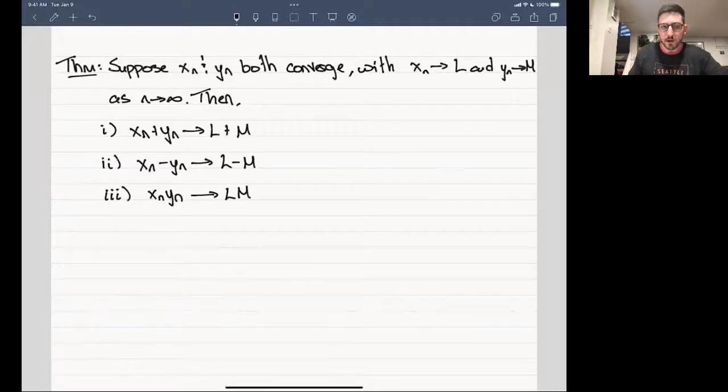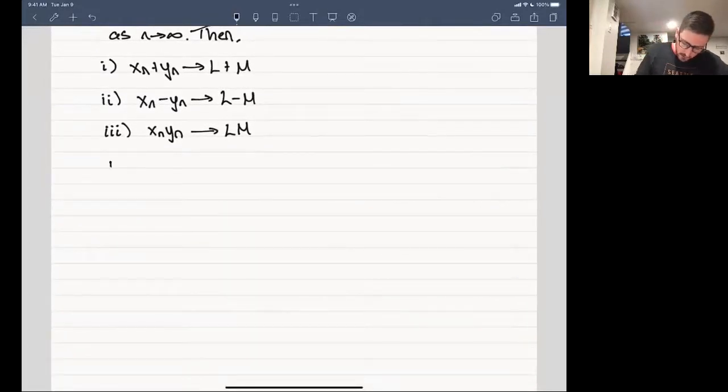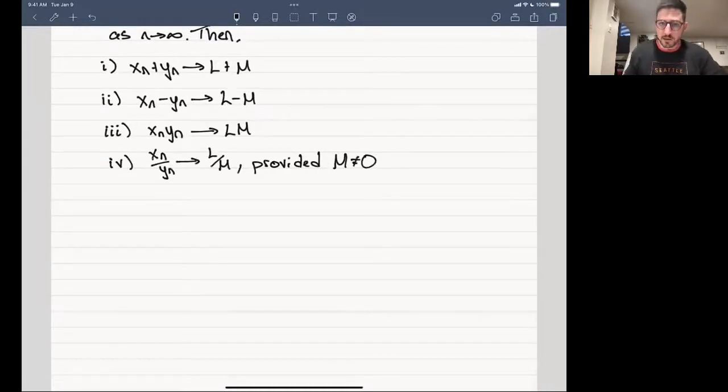And the last one gives us division. It says xn divided by yn converges to L divided by M, provided we can actually do this division. So M doesn't equal 0 and yn doesn't equal 0 for all n. All right, so there's a slight stipulation on this one here because we're doing division.